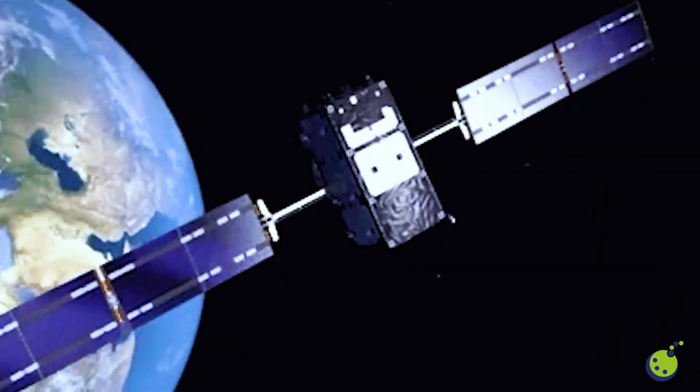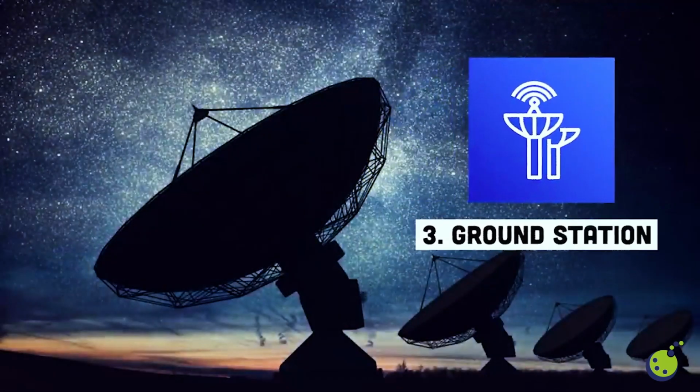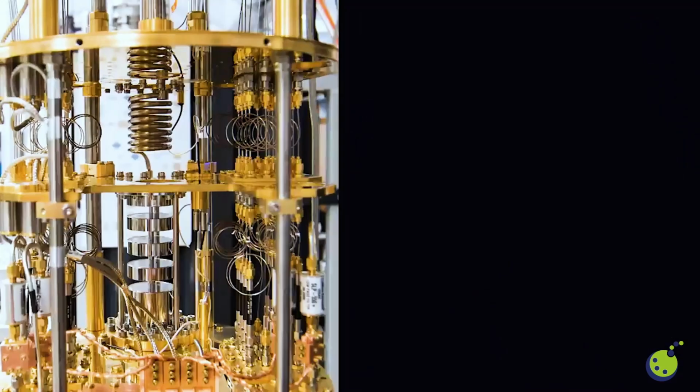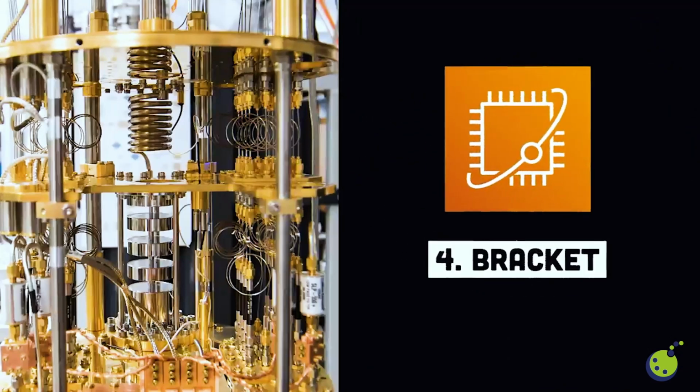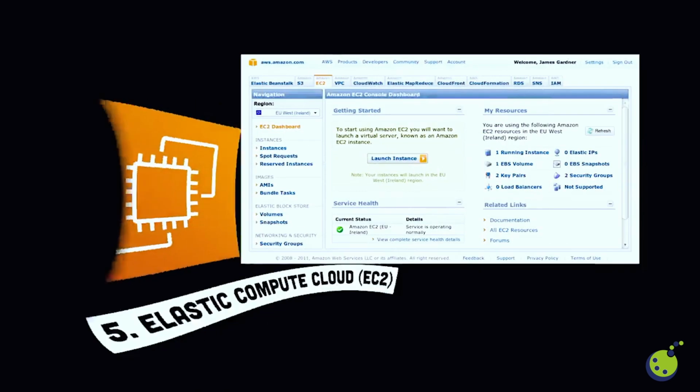If you happen to have a satellite orbiting Earth, you can tap into Amazon's global network of antennas to connect data through its Ground Station service. And if you want to start experimenting and researching the future of computing, you can use Braket to interact with a quantum computer. But most developers go to the cloud to solve more practical problems, and for that, let's head to the compute aisle. One of the original AWS products was Elastic Compute Cloud.